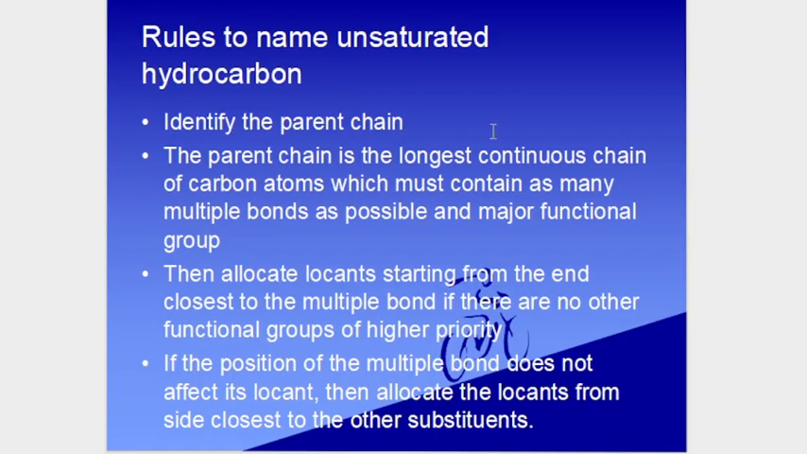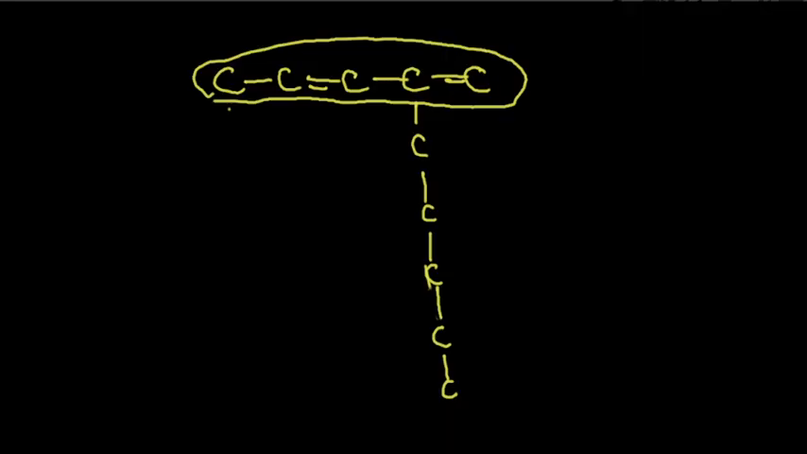Okay, moving ahead, the second thing to do is to allocate locants starting from the end closest to the multiple bond if there are no other functional groups of higher priority. It's important to know that there is an order of priority, and we'll discuss that in the next study. But just note that once you're not seeing any other functional group, your alkanol, your alkanoic acid, those guys, all you simply do is start allocating locants from the end closest to the multiple bond. Notice this end is 1, 2 before we get to a double bond, but this one is on the first one, so you're going to start counting from here. So this is going to be 1, 2, 3, 4, 5.